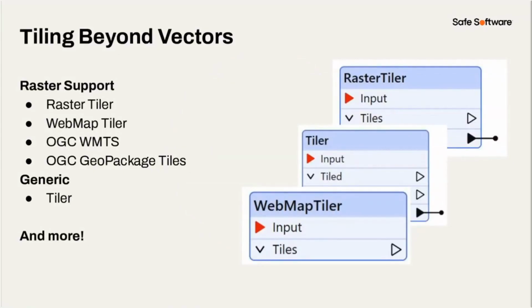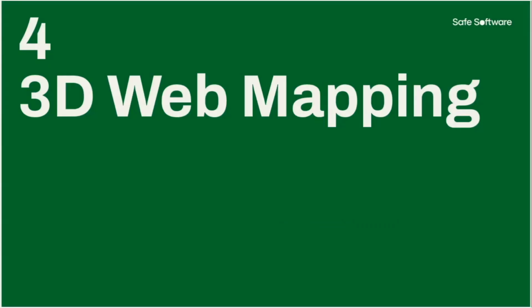So beyond vectors, we also have a variety of raster tile transformers like the raster tiler and the webmap tiler. Additionally, we have an OGC webmap tile service reader and writer and an OGC geopackage tile reader writer. And then we also have a generic tiler that works for rasters or vectors. And we support even more tile formats like 3D, which Sinai is going to talk about more. Off to you, Sinai. Thanks, Dylan.